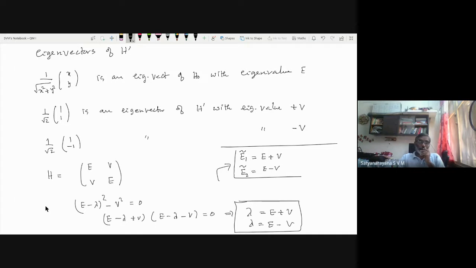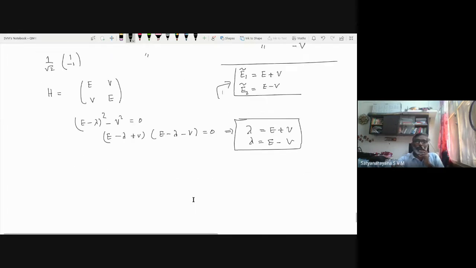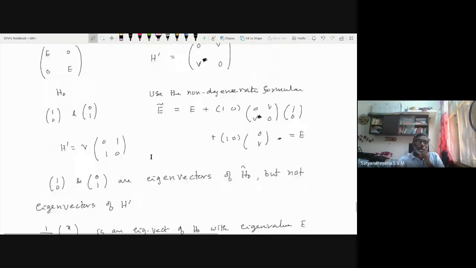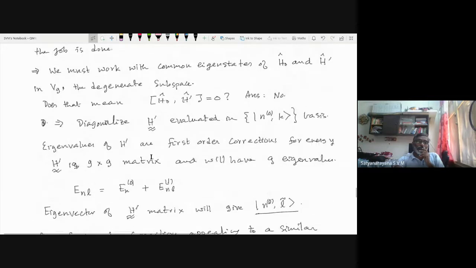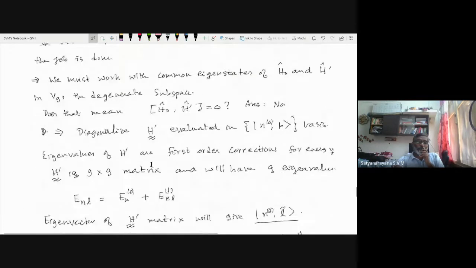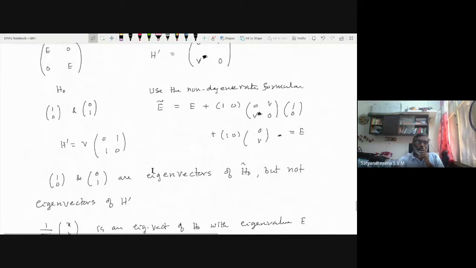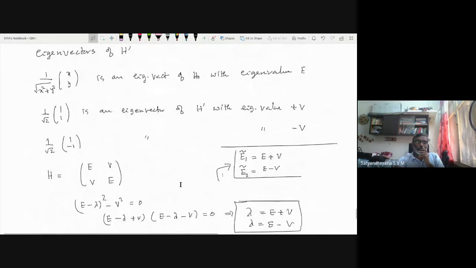This is the simplest example that I have taken, where the first order correction is giving us the exact result. But in general you will get only an approximate result with the first order correction. So today more or less I only spent time on formalism, but we will take up some examples and problems in the next class. So I will stop here. If you have some questions, you can ask.